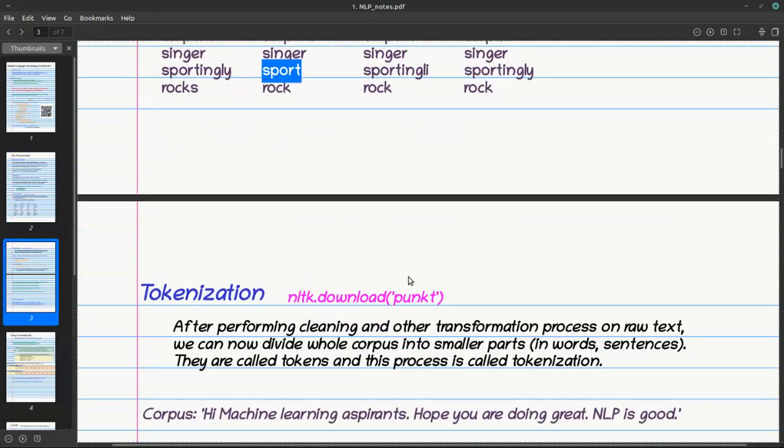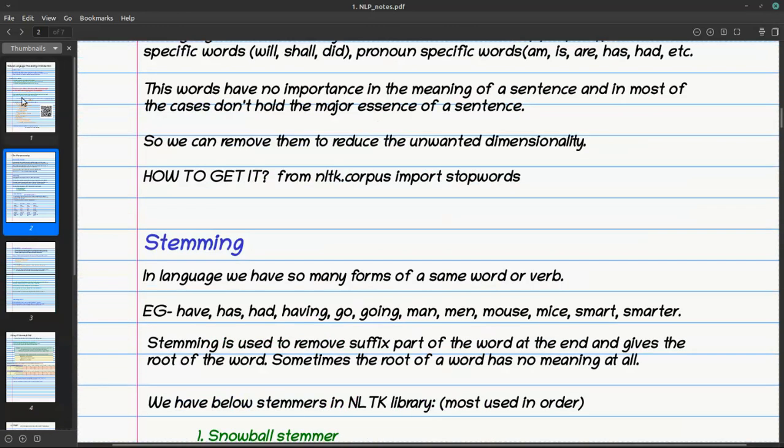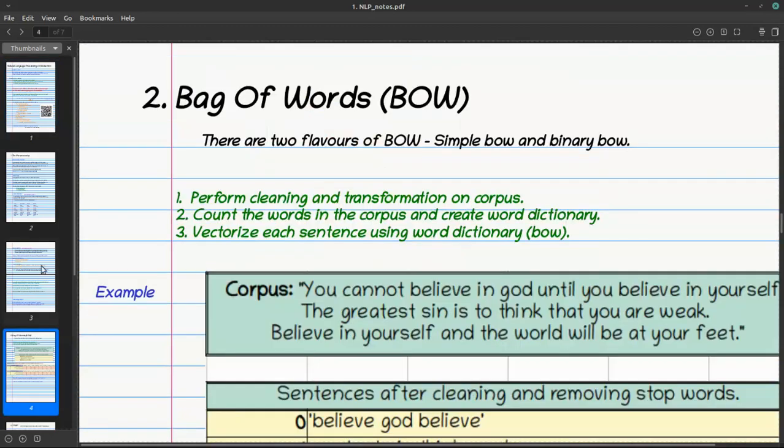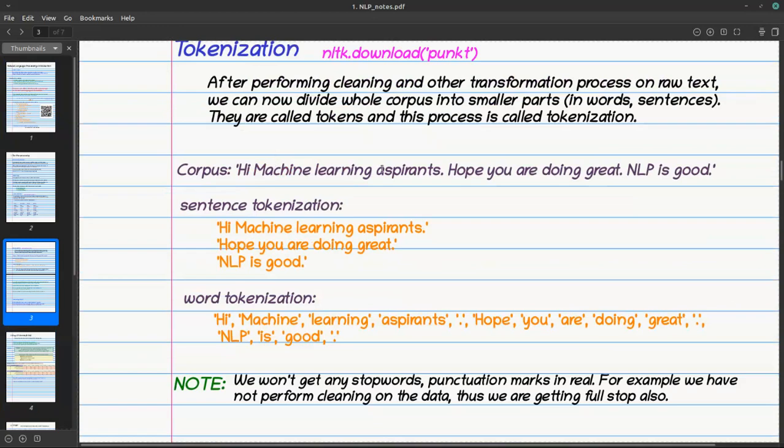Okay, then what we have in text pre-processing, the next topic, is tokenization. Tokenization is: given a sentence, take the words one by one and separate the words from the sentence. Tokenization can be done in two ways: sentence tokenization and word tokenization. If you have paragraphs, you can tokenize into sentences too. For example: I am a machine learning aspirant, how are you? Hope you are doing great.